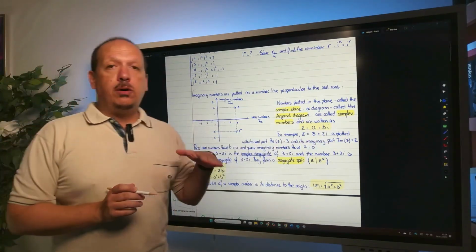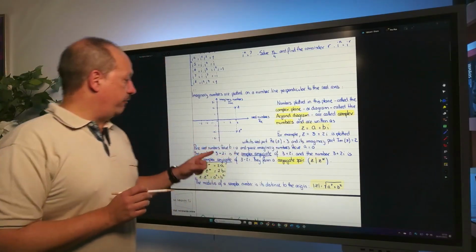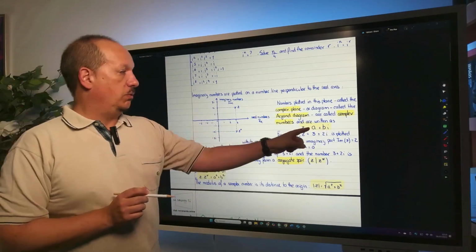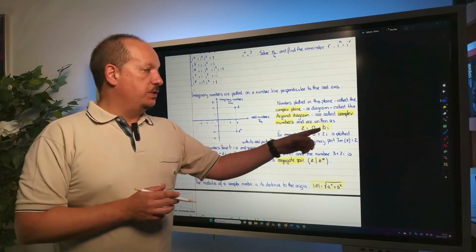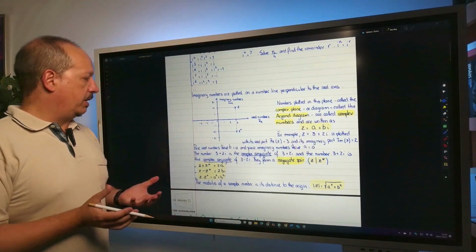You have pure real numbers. If b is equal to 0, you only have the real part. And you have pure imaginary numbers. If a equals 0, you only have the imaginary part.